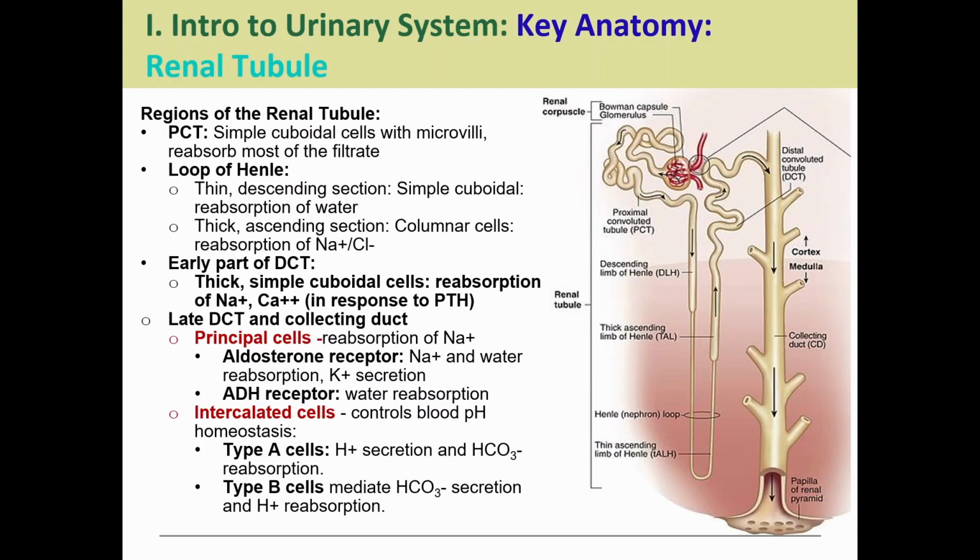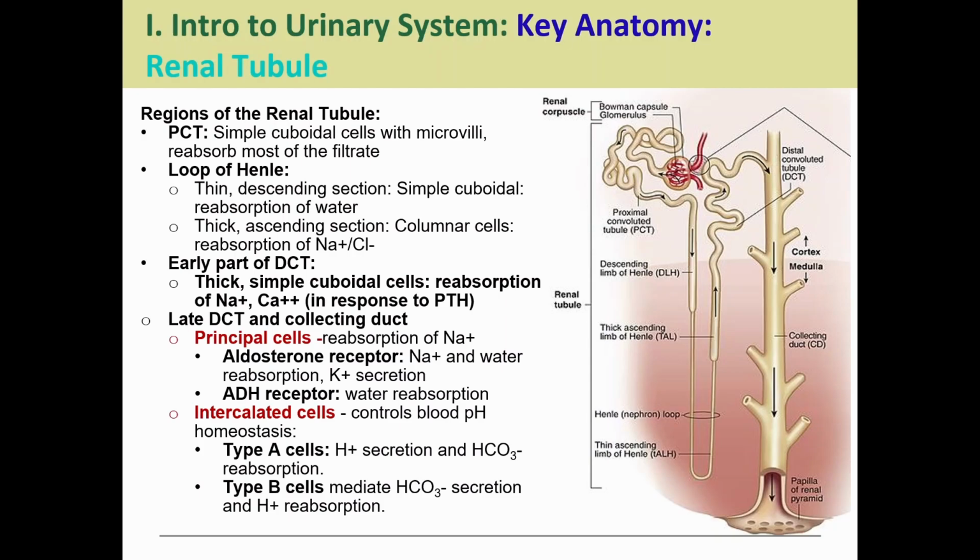And so type A cells will basically get rid of hydrogen ions or protons and keep bicarbonate. So we're going to put the protons into the urine, and we're going to keep the bicarbonate in the body with type A. Type B is the exact opposite. It's going to get rid of the bicarbonate and keep the protons.